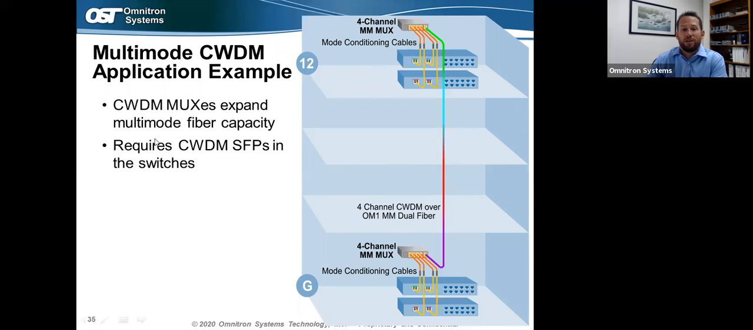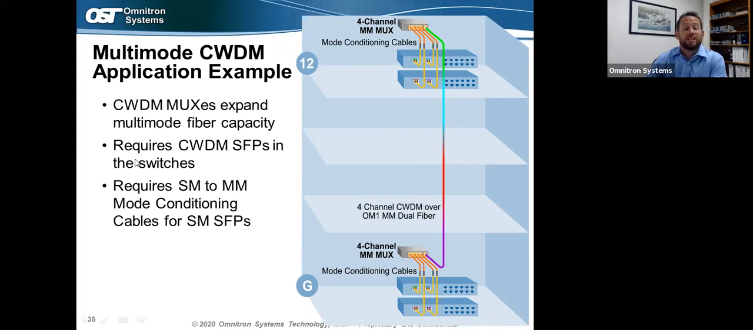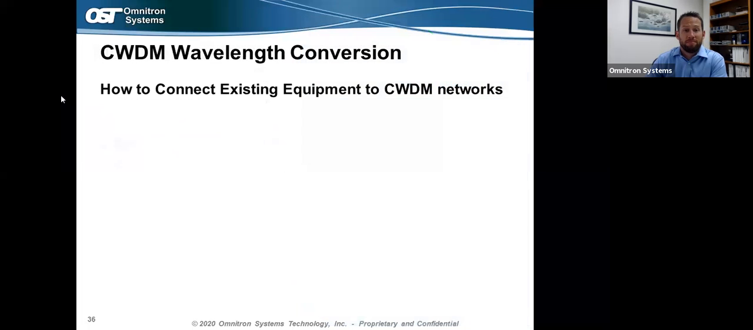And so these are typically going to be using CWDM SFPs in these switches. And you're also going to require single mode to multi-mode conditioning cable when you're using the single mode SFPs. Again, this is a nice advantage Omnitron has, being able to do the multiplexing over multi-mode fiber as well.